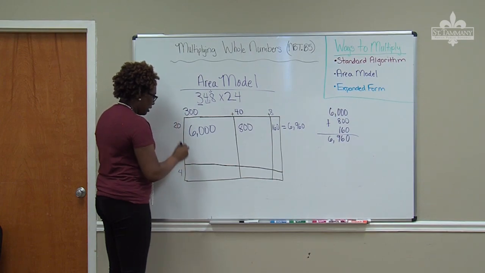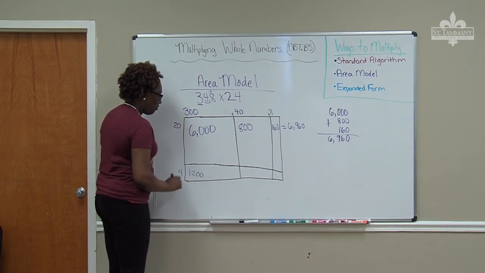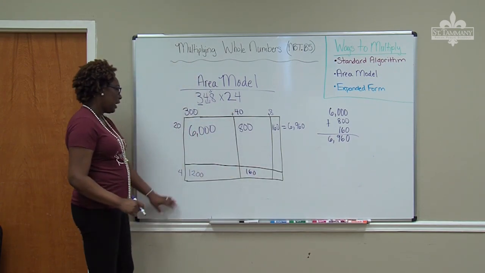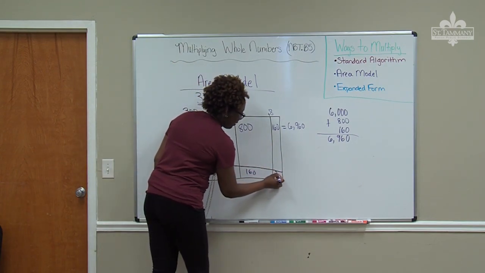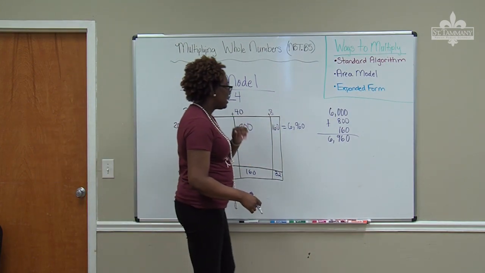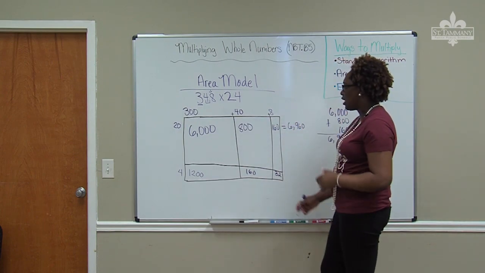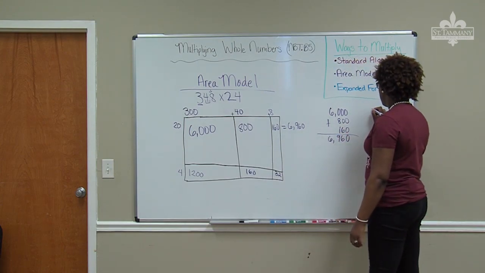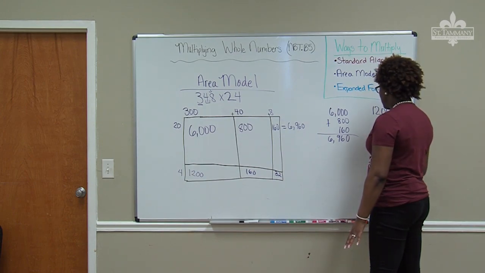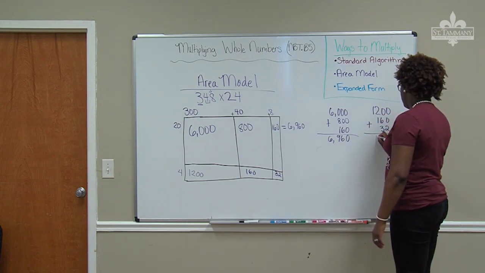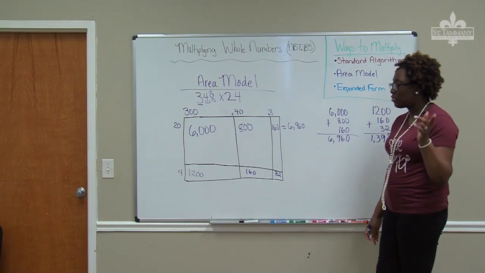300 times 4 gives us 1,200. 40 times 4 gives us 160. And then 8 times 4 gives us, basic fact, 32. What am I going to do here, Mrs. Singleton? Same thing I did when I multiplied 300, 40, and 8 by 20. I'm going to come over here to the side and write it out clearly, and make sure I line everything up so that everything is in its place. So I'm going to add these up, and I get a total of 1,392.